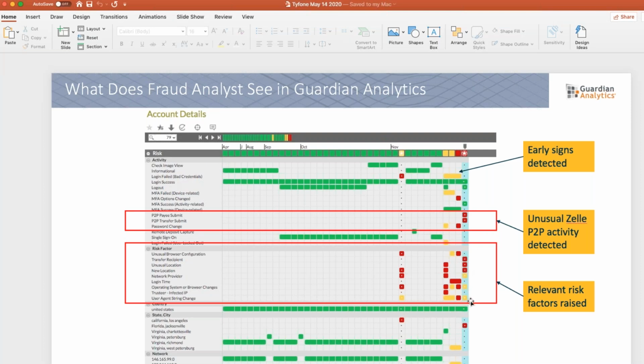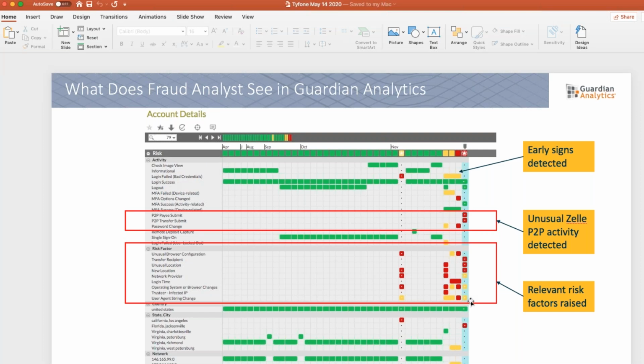And then there's a number of highlights in the risk factors telling them the transfer recipient is suspicious. There's a very unusual login location that has not been seen in the past history of this account. And then there's a slight change in the OS, browser, and user agent. So these are the things that help the financial institution understand what's happening and why it's high risk.